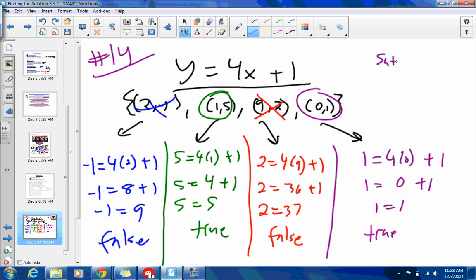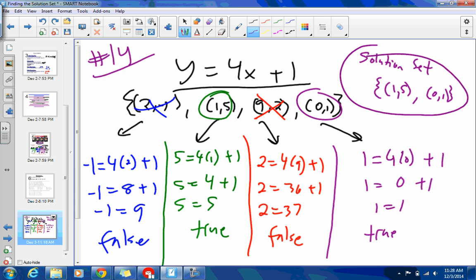All right, the solution set would be the 1, 5 and the 0, 1. That makes up our solution set, and that is your answer.